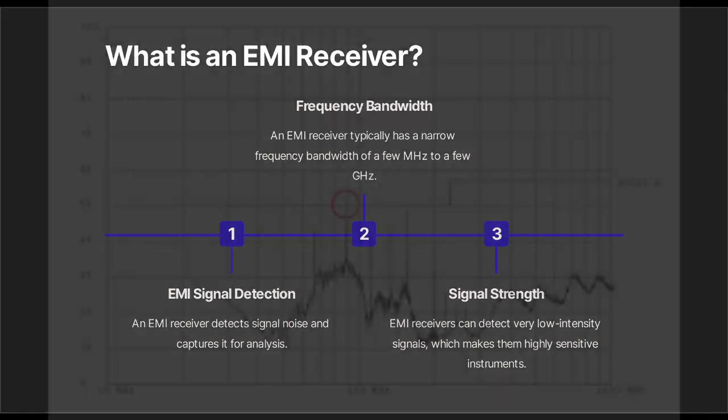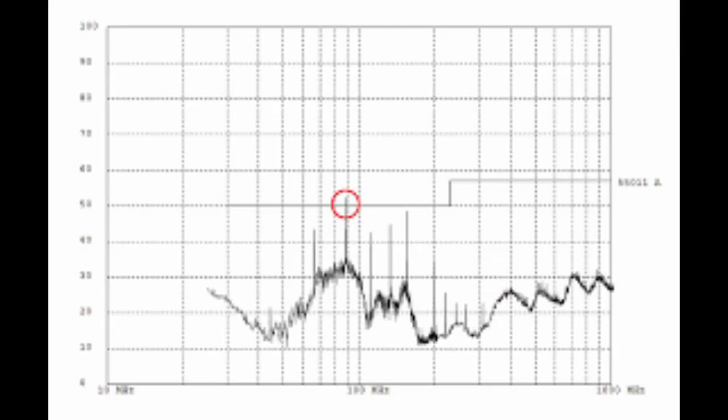Then what is signal strength? An EMI receiver can detect very low intensity signals, which makes it a highly sensitive instrument.